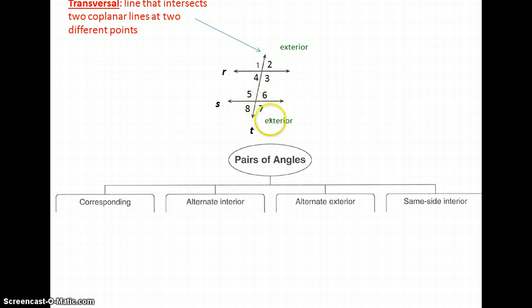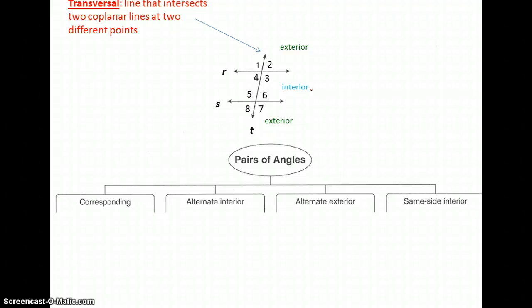We label this diagram with exterior, so that would be anywhere on the outside down in this area, and also above in the exterior of that set of lines. For the interior, we're looking for between lines R and S. So anything in this area, angles in this area, would be interior for this diagram. Label your diagram as well.